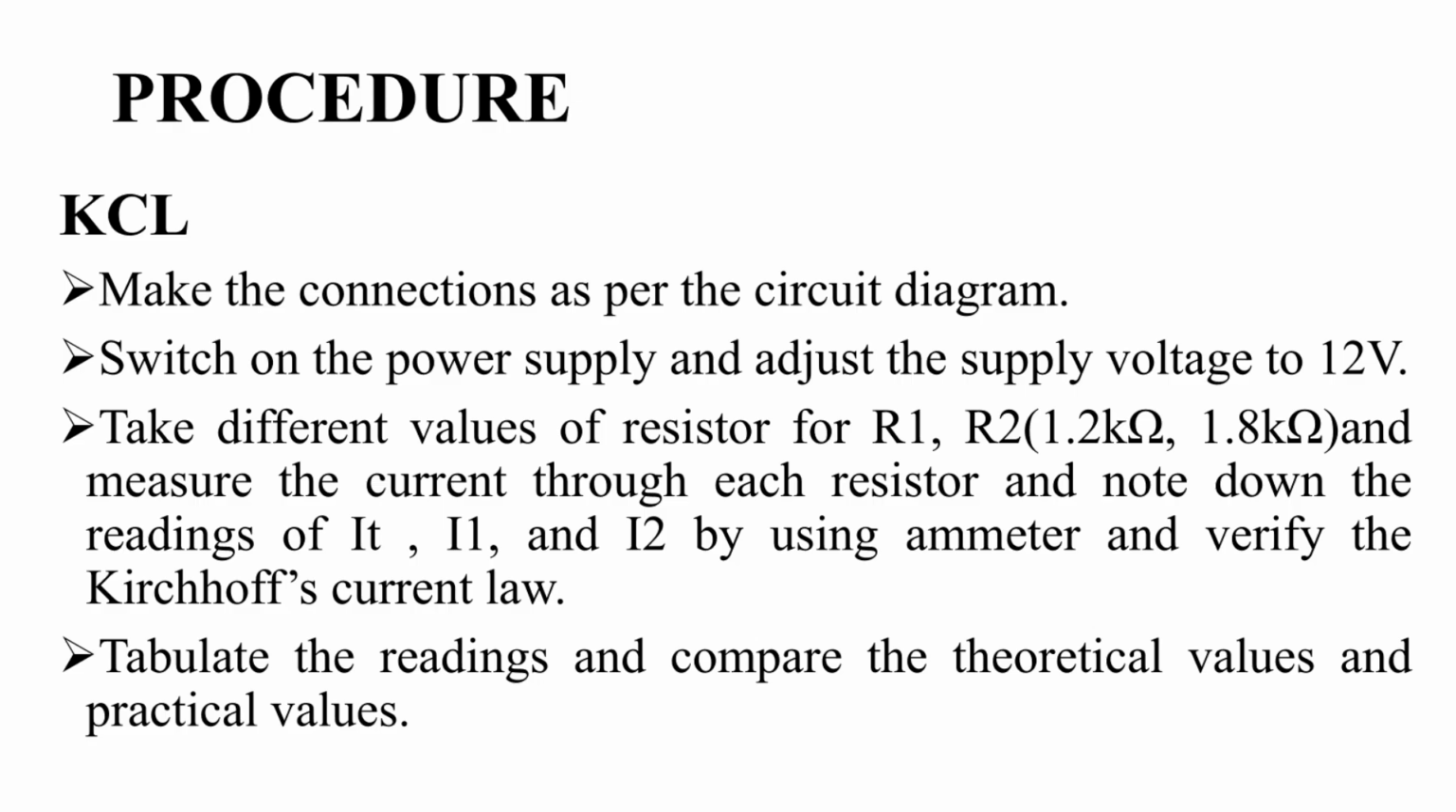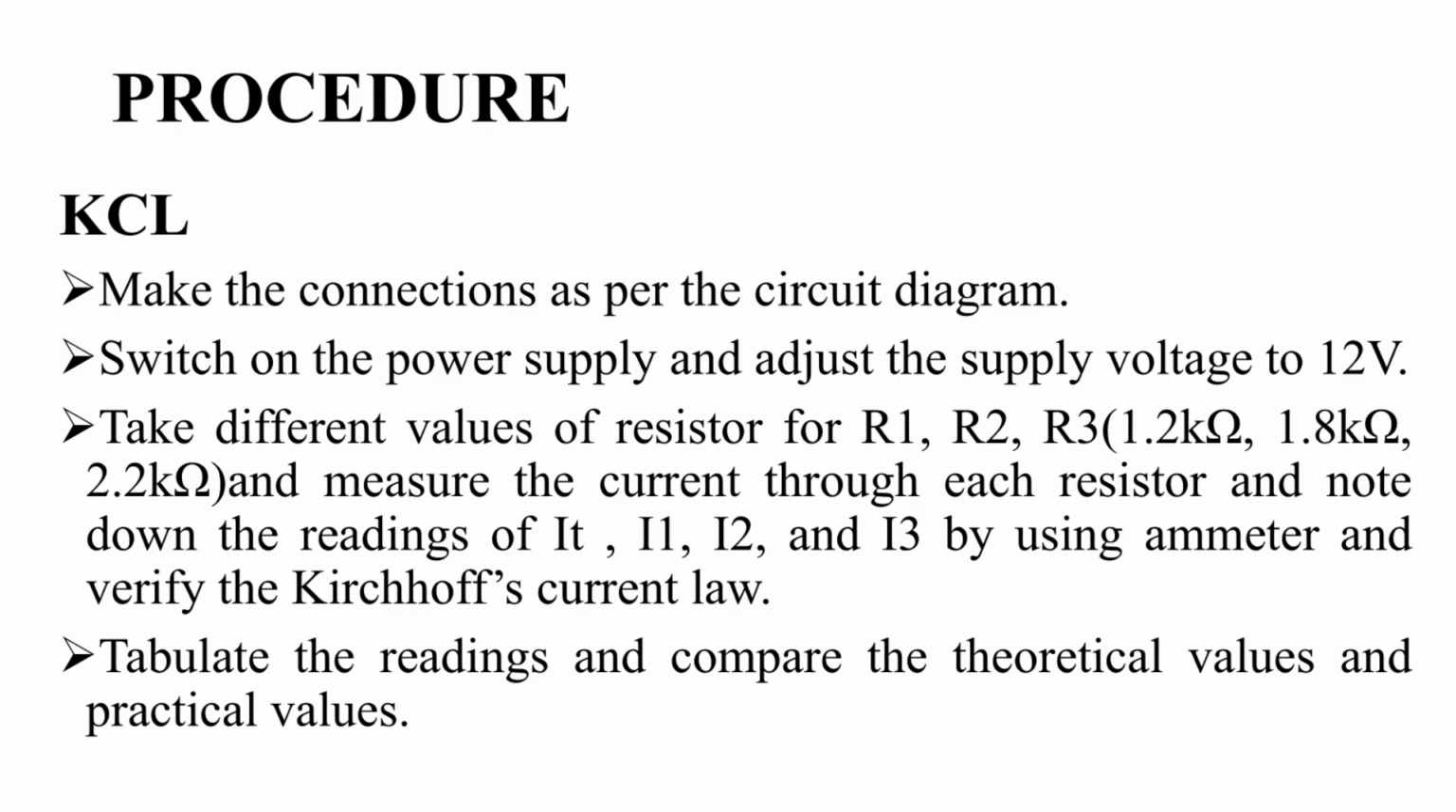Procedure for KCL. Make the connections as per the circuit diagram. Switch on the power supply and adjust the supply voltage to 12 volts. Take different values of resistors. If there are two resistors in the circuit, take two resistors. Otherwise, if the question has three resistors, take three resistors of 1 kilo ohm, 1.8 kilo ohm and 2.2 kilo ohm, and measure the current flowing through each resistor and the total current, I1, I2 and I3, using ammeters and verify Kirchhoff current law. Tabulate the readings and compare the theoretical values and practical values.